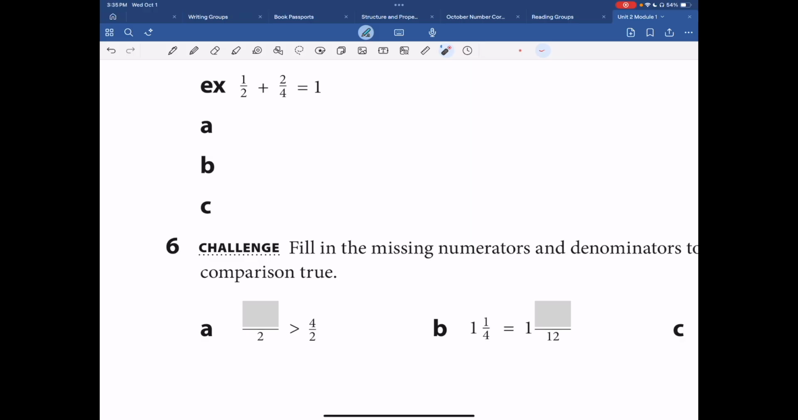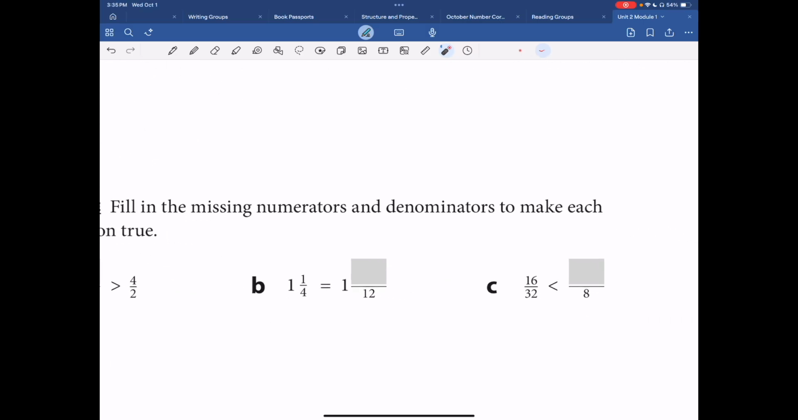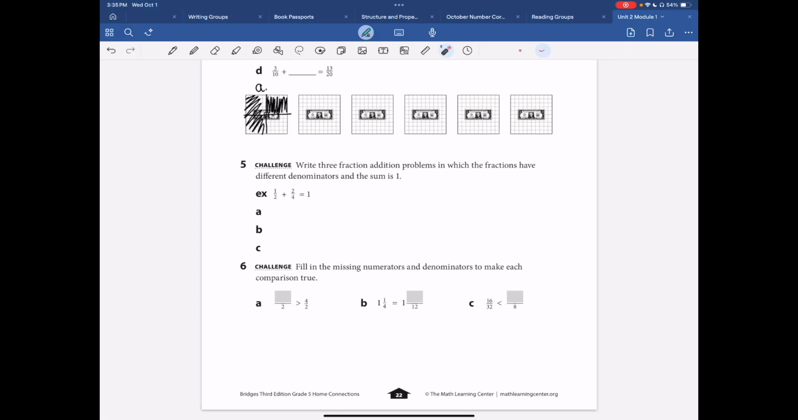Looking at B, 1 1/4 is equal to 1 and blank 12ths. In the number corner, we talked about how to get some equivalent fractions. There's something we need to do to the numerator and denominator. Try to remember from number corner. And then in C, we have to make this fraction greater than 16 32s. It's always a weird one to say.